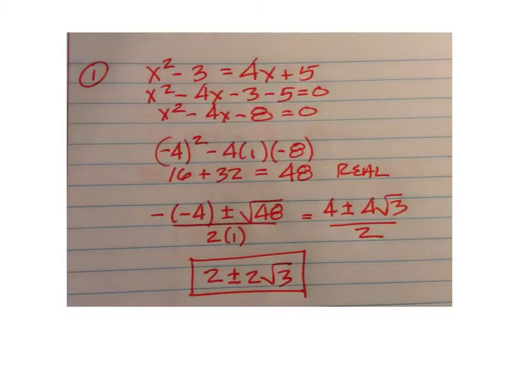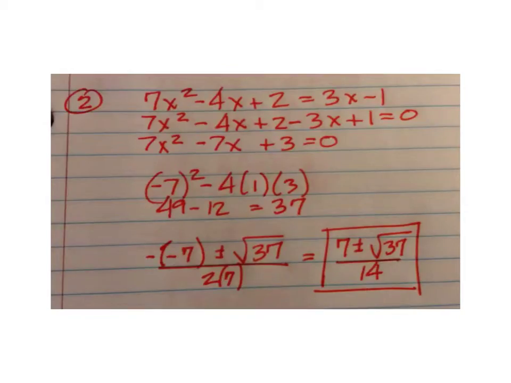On number 1, it's 2 plus or minus 2 square root of 3. Number 2 is 7, and I think this is the one that I need to change. We found a mistake in second period. I believe this is it. If you do the discriminant, it's going to be b squared, which is this, 49, and then minus 4a, and I put a 1 there instead of a 7. So you should have an 84 here, and you should come back with a negative 35.